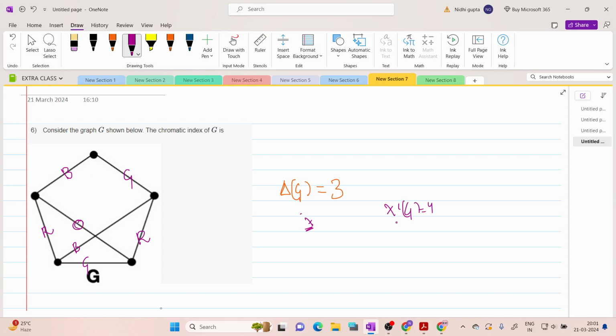And what about chromatic number? 3. This was easy, you can see that it is 3.